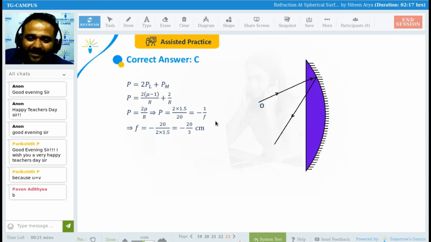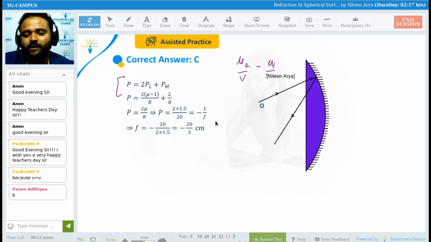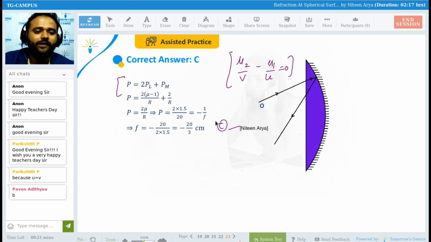And now you see. Yes, it is clear. That's why I deliberately gave you this diagram. P is 2 times the power of the lens plus the power of the mirror, but we have the power for this mirror. We are talking about the mirror. For a plane surface, it is not going to bother us. For a plane surface, mu2 by v minus mu1 by u is going to be 0. So we are not taking care of this. We are taking care of this mirror now, and that is why the answer is C. Clear everyone? Clear?